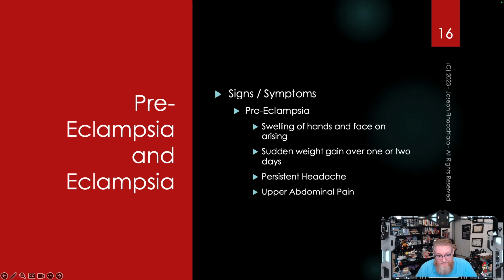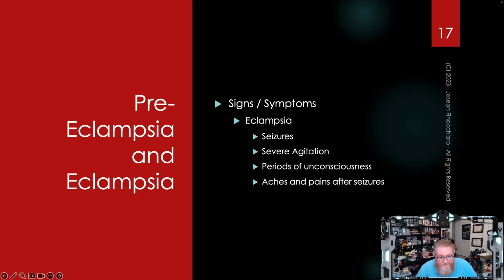Signs and symptoms of preeclampsia include swelling of hands and face on arising to begin your day, sudden weight gain over 1 or 2 days, persistent headache, and upper abdominal pain. With eclampsia, you have signs and symptoms of seizures, severe agitation, periods of unconsciousness, aches and pains after seizures.